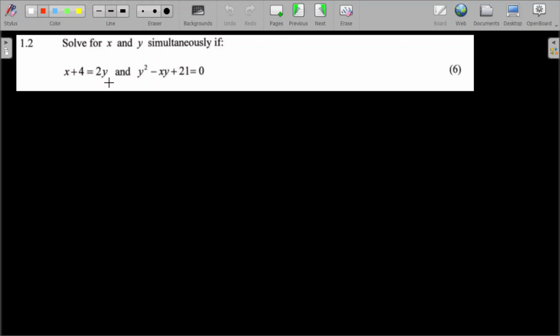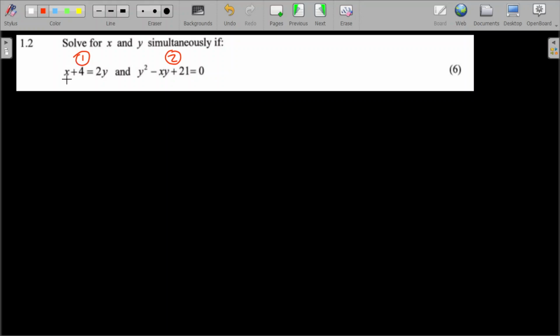So here, simultaneous equations. From here, this one is going to be equation number 1, and this one is going to be equation number 2. Now I'm going to make equation number 3 from equation number 1.